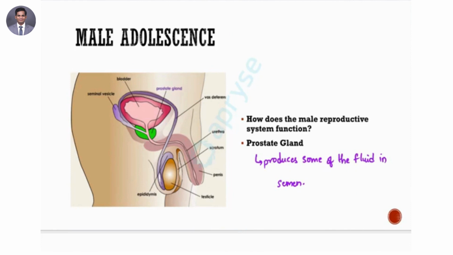So what does it do? Primarily you should know the function of each of these. This gland secretes some more milky fluid into the semen. This plays a crucial role in nourishing and supporting the sperm. The prostatic fluid contains some enzymes and some acidic components, citric acid, zinc, and so on. This contributes to the final composition of the semen that is ejaculated.